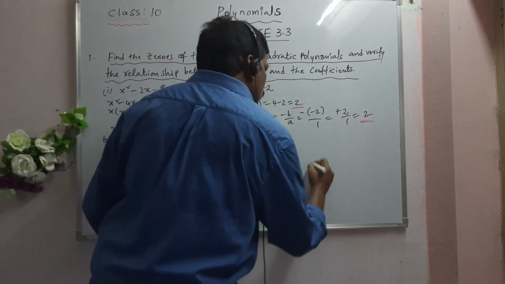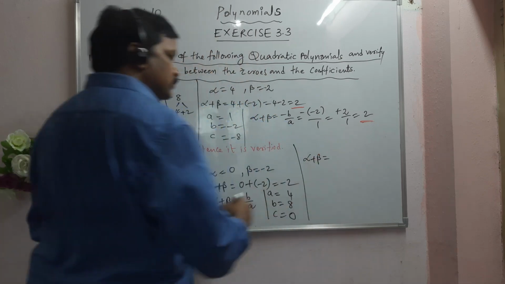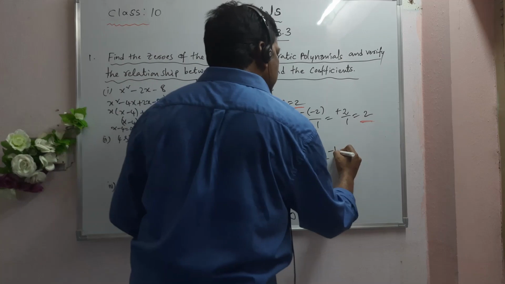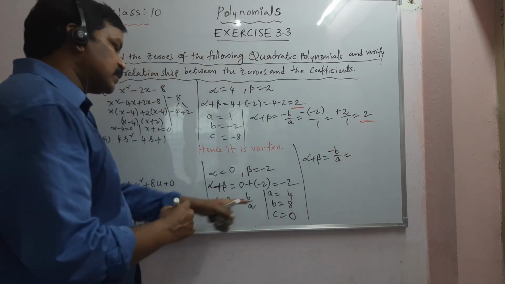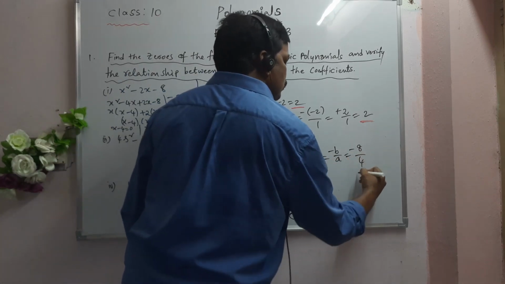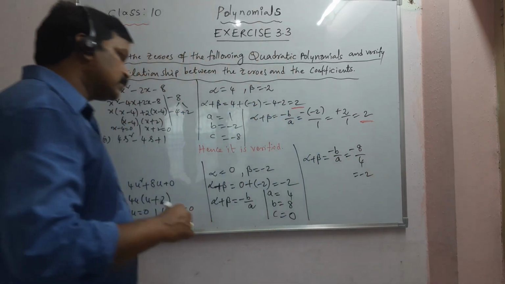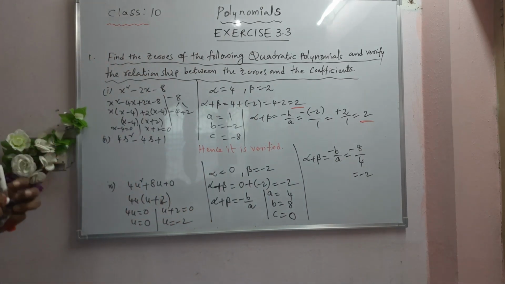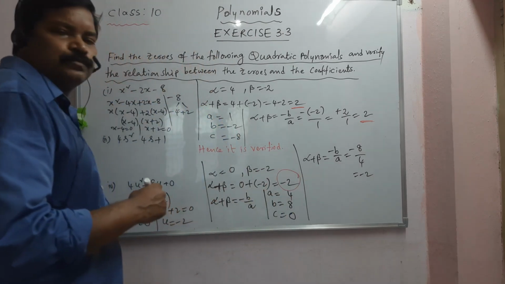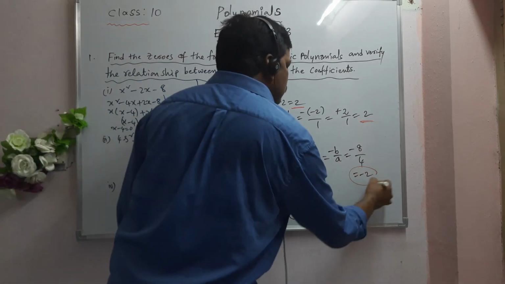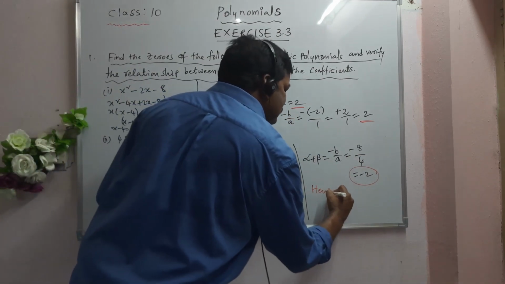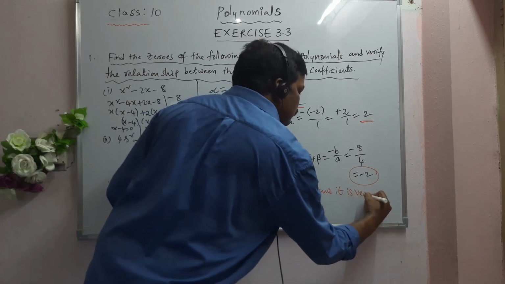Now, according to the coefficients of the zeros, what is alpha plus beta? Alpha plus beta means minus b by a. That means minus of 8 by 4, so alpha plus beta is minus 2. See children, the sum of the zeros is minus 2 and according to the coefficients also minus 2. So both are the same. Therefore, hence it is verified.